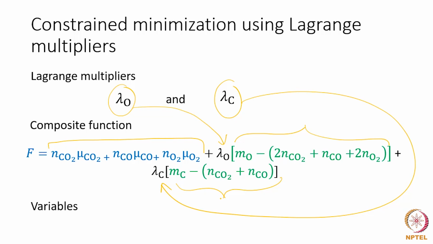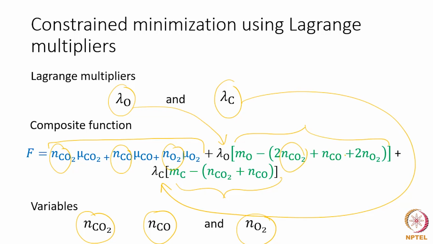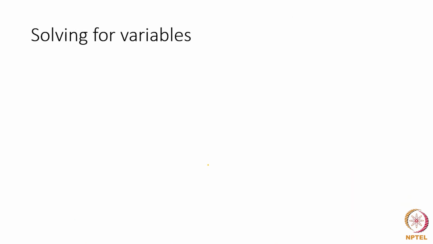And what are the variables in this particular composite function? They are basically the number of moles of CO2, number of moles of CO, number of moles of O2, which are there in this expression in multiple locations. So they are here, and I am highlighting wherever they are present, and you can see that they are all over the equation. So all these are variables. And the way we want to minimize f subject to these 2 constraints is by evaluating the slope of f with respect to the variables and setting that to be 0.